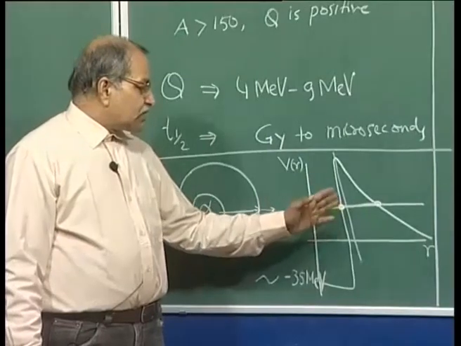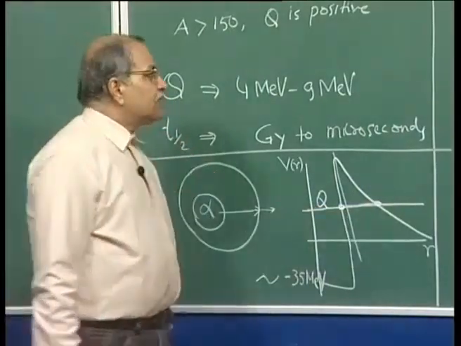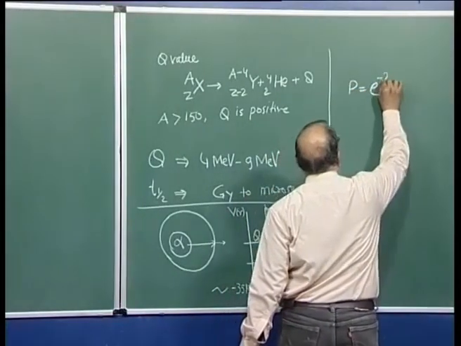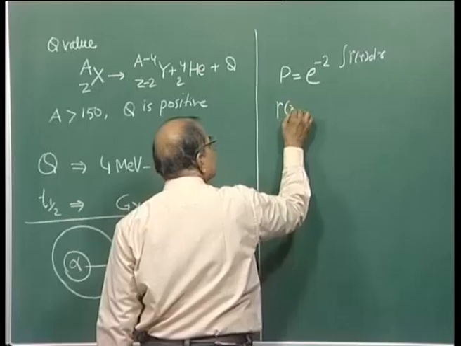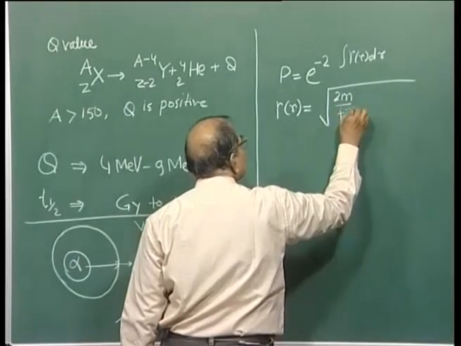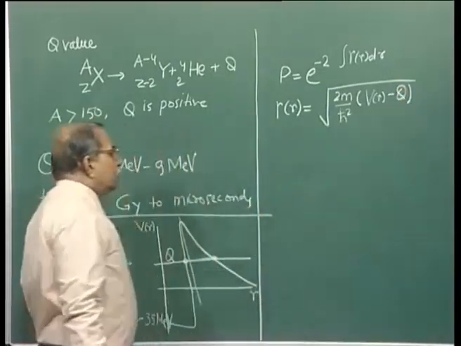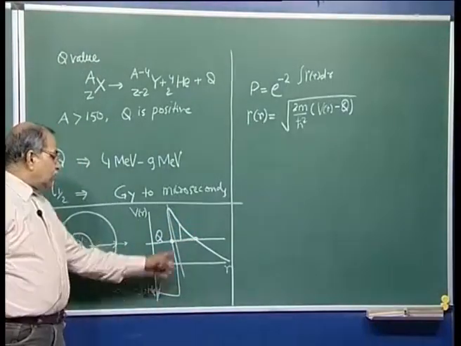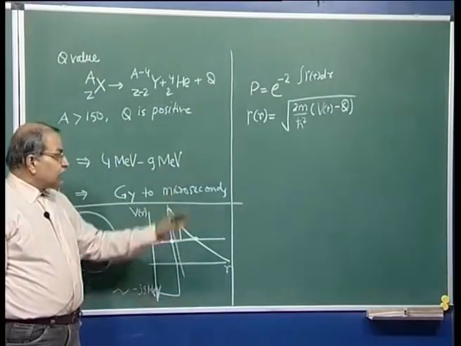We started to calculate the probability of this alpha particle coming out of the barrier on this side, and that was P equal to e to the power minus 2 integration gamma r dr, where gamma r is the square root of 2m over h cross square, times the amount by which Q falls short of the potential. This is V at r and this is Q. So, V r minus Q.